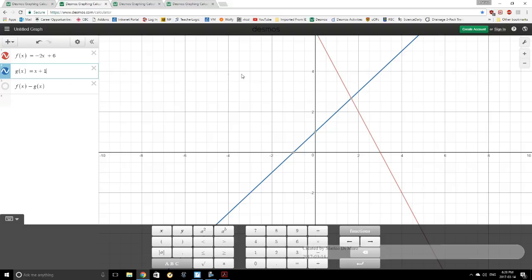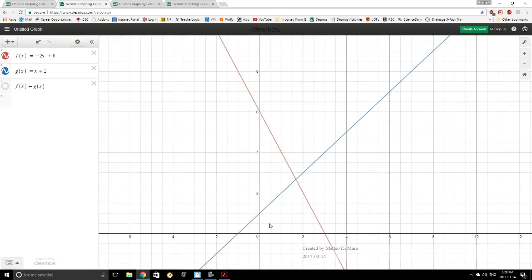Okay, and my prediction would be that when we subtract them, the y values for each function will actually subtract. We'll get a new function. So there's the green line. The green line represents f subtract g of x. So let's take a look at, say, our y-intercept here. The y-intercept on the new function is 5. If you look at f of x, the y-intercept was 6. On g of x, the y-intercept was 1. 6 subtract 1 gives us 5.